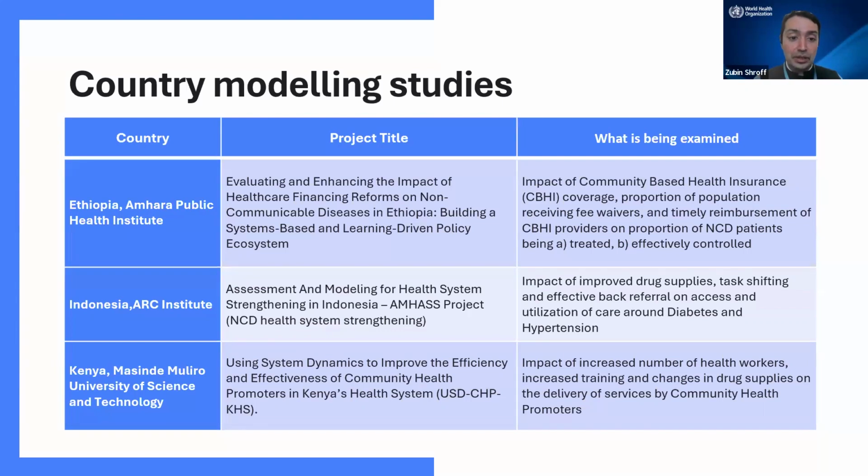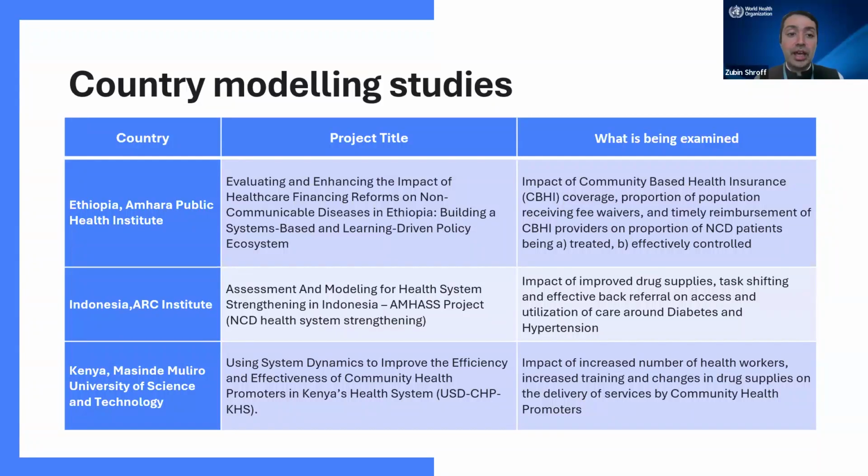So in Ethiopia, the work looks at the financing reforms for NCDs, particularly the community-based health insurance and how fee waivers and provider reimbursement affect the control of NCDs. In Indonesia, the focus is on NCD service delivery and how shifts in drug supplies, task shifting and referral pathways influence access and utilization of care for diabetes and hypertension.